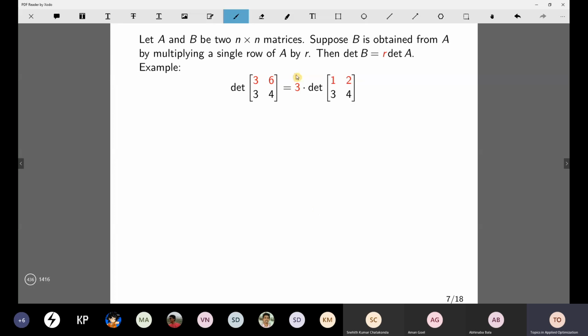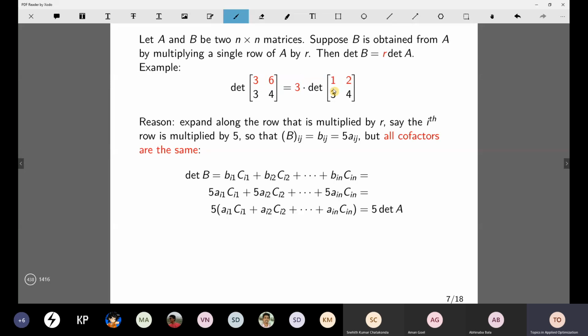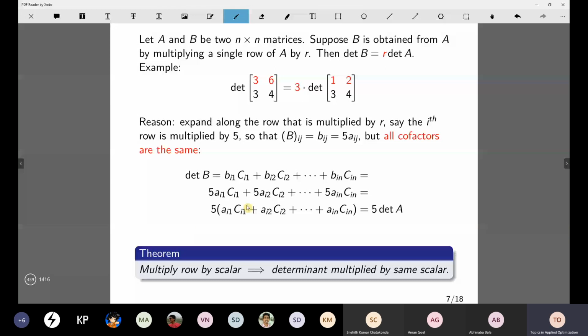What happens to the determinant if you have a scalar multiple of a vector? I can take out the scalar. Let us say in this case 3 is common, so I can take out 3, and then keep the other things inside. You can expand this in a variety of ways. If you multiply a row by a scalar, then the determinant is multiplied by the same scalar. This is what is being proved here.